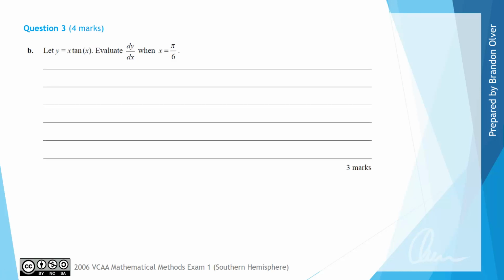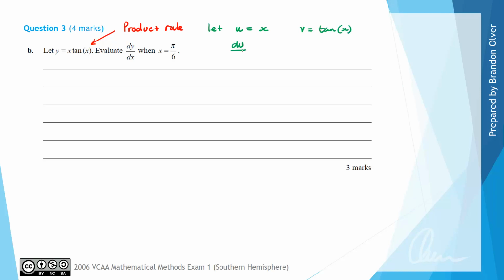For part B, we have let y equal x tan of x, and we're asked to evaluate dy dx, the derivative, when x equals pi over 6. So for this question we need to recognise that that is two functions multiplied together, therefore we'll use the product rule for differentiation. So in this question we're going to let u equal the function x and v equal the function tan of x.